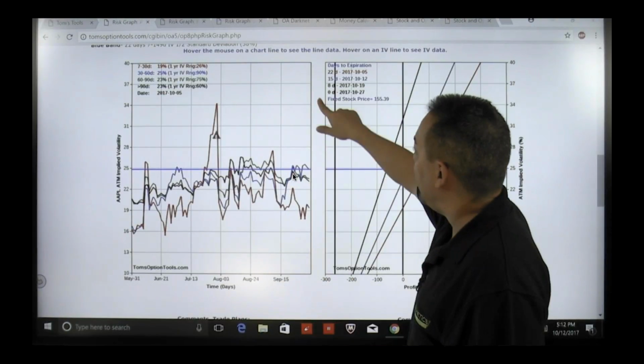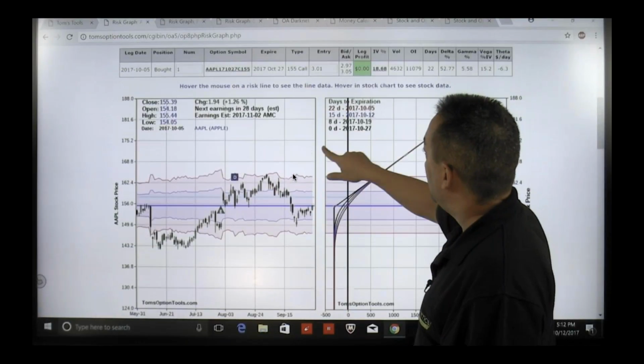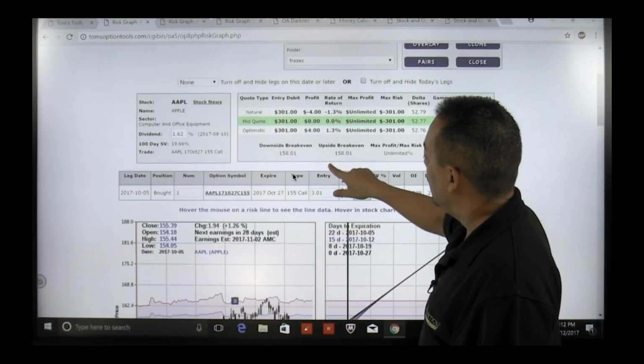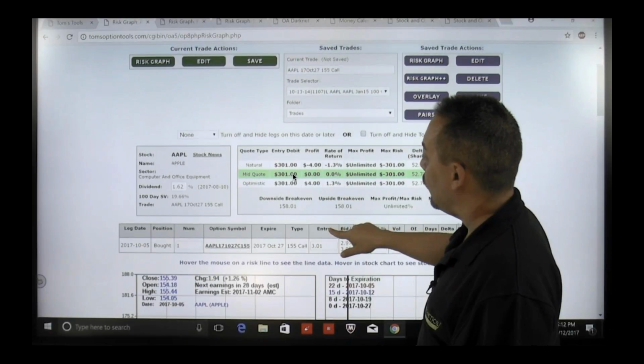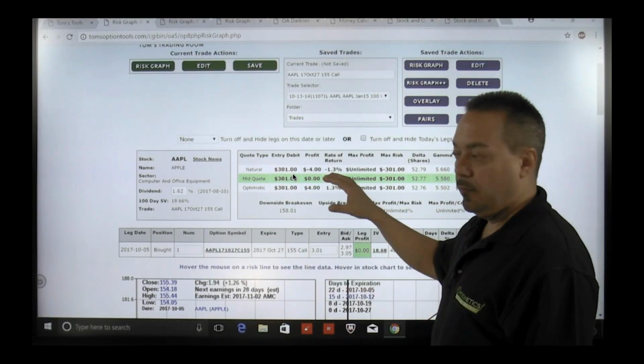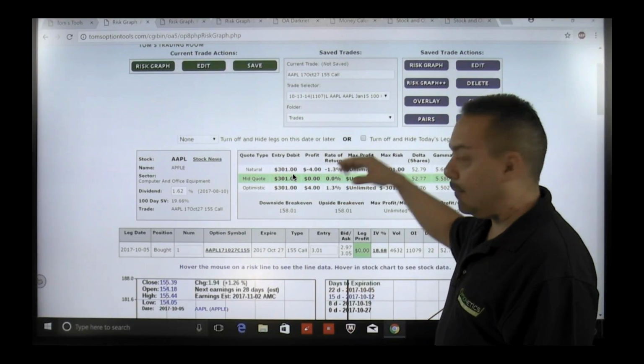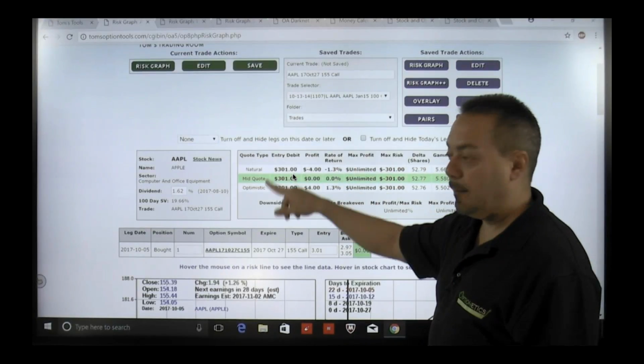Now, let's go ahead and pan back here for a moment. So I'm looking at my Apple call options. Remember that right to buy Apple? And what we're really looking for is if Apple goes up, this should become profitable.